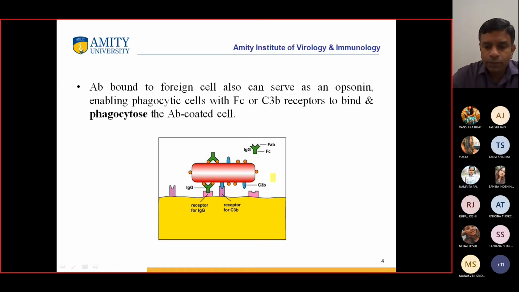So these antibodies also act as opsonins. They go and bind to the bacterial cell surface, and then through the Fc receptors, they bind to the cell, and this whole complex is then engulfed inside the cell. So these are three different mechanisms by which antibodies can lead to killing of cells.